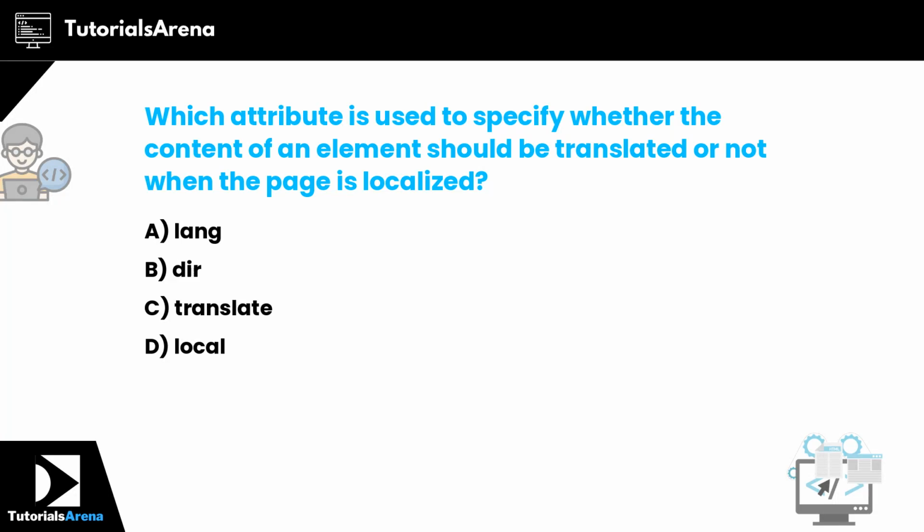Which attribute is used to specify whether the content of an element should be translated or not when the page is localized? The correct answer is option C, translate.